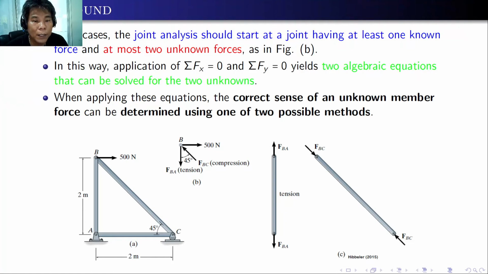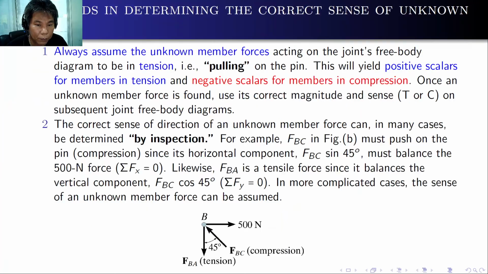So normally, when applying these equations, the correct sense of an unknown member force can be determined using one of the two possible methods. By the way, I just want to emphasize here the two equations of equilibrium. It says along x and y axis. It's not necessary. You can also say summation forces horizontal is equal to 0 and summation forces vertical is equal to 0, or depending on the orientation of the local axis. So here are the two methods in determining the correct sense of the unknown forces.